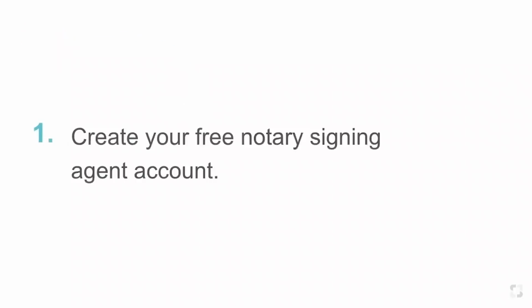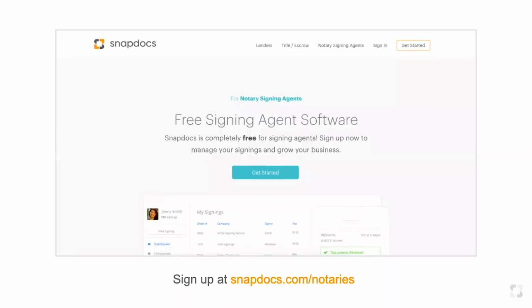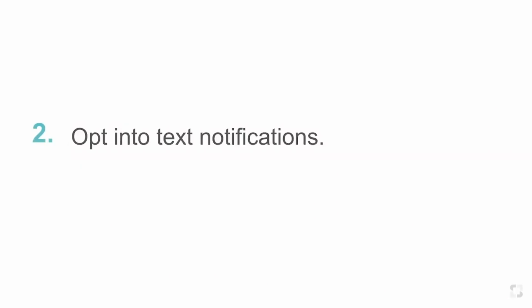So the first step to getting started on Snapdocs is creating your free notary signing agent account. This process is super easy and straightforward. All you need to do is go to snapdocs.com/notaries and click on Get Started. From there, you'll be taken through the account creation process and you'll be up and running in just a matter of minutes.